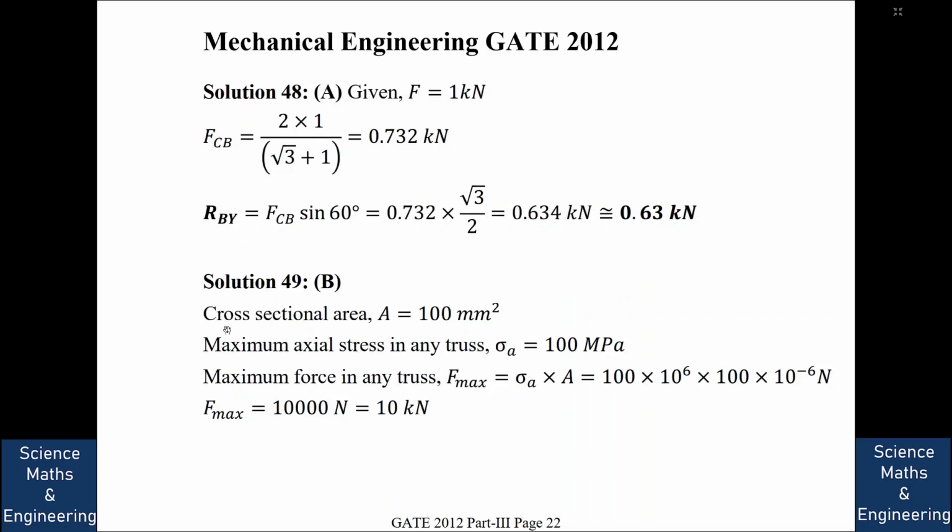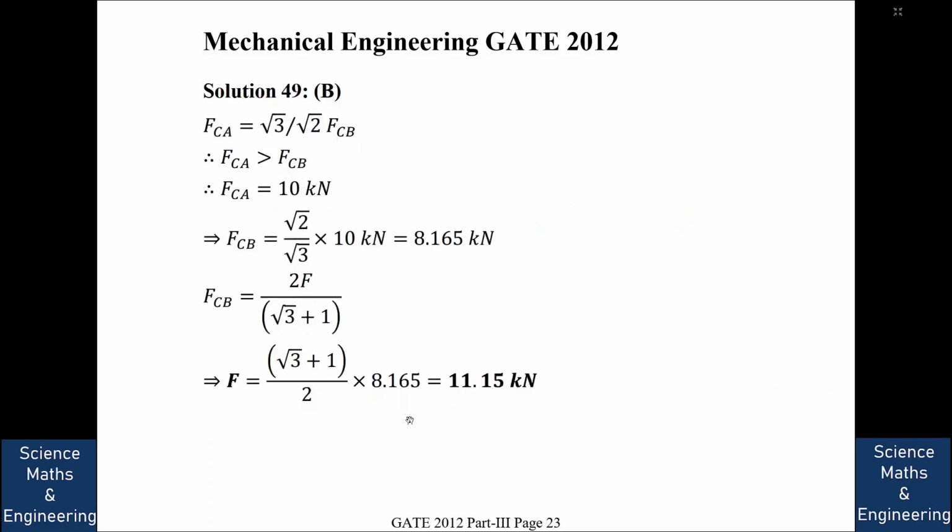Okay. Next, we have given the cross-sectional area and the maximum axial stress in any truss is 100 megapascal. So the maximum force in any truss would be equal to 10 kilonewton. Now, you see, F of CA is equal to root 3 by root 2 F of CB. Therefore, F of CA is greater than F of CB. So if we need to limit the maximum stress, then we need to limit the maximum force also, as the cross-sectional area is the same. So F of CA, which is the greater one, should have a maximum of 10 kilonewton.